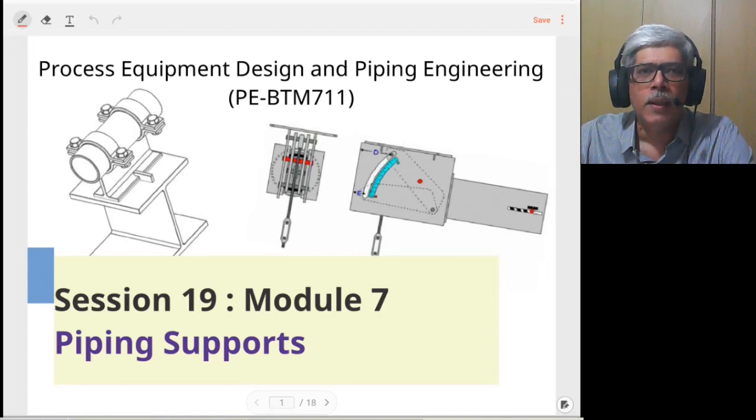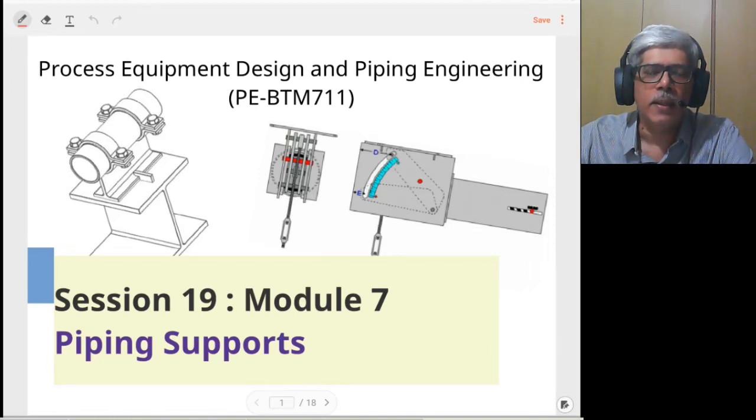Hi everyone, welcome to the session on design of pipe supports. In this session, we are going to see what are the different types of piping supports. We will also look at the different guidelines which are used for selection of a type of support and for placement of the supports. And towards the end, we will see how do we select certain kind of supports directly from the manufacturer's catalog.